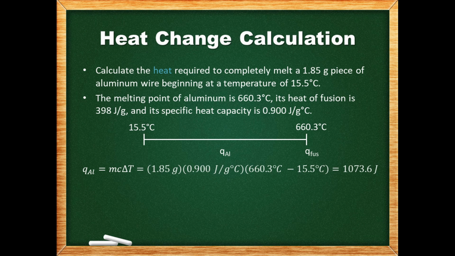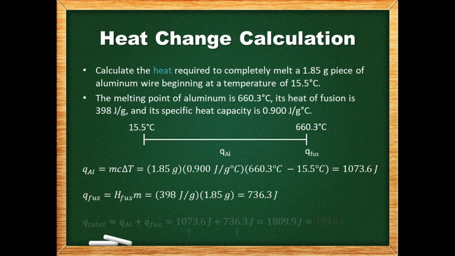We can calculate this using the mass of aluminum, its specific heat capacity, and the temperature change. The next amount of heat needed, Q fusion, we can get by multiplying aluminum's heat of fusion by the mass of aluminum. These two values can then be added together to give us the total amount of heat required. Note that we keep extra digits for Q aluminum and Q fusion, but they were only good to 3 significant figures. When adding or subtracting, our final answer should be rounded to the least precise place value, in this case to the nearest 10.